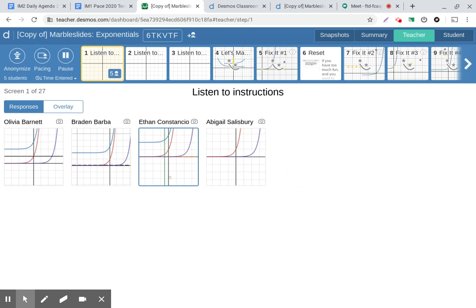I want a green. All right, Abby's got the right part. Yeah, you gotta do one at a time, right? And then the down part.